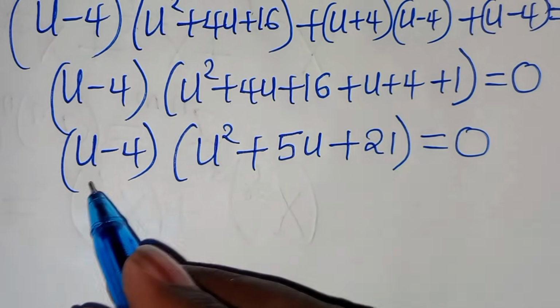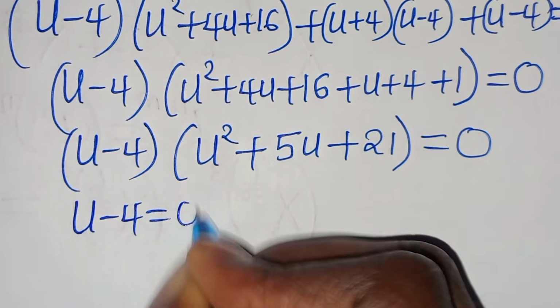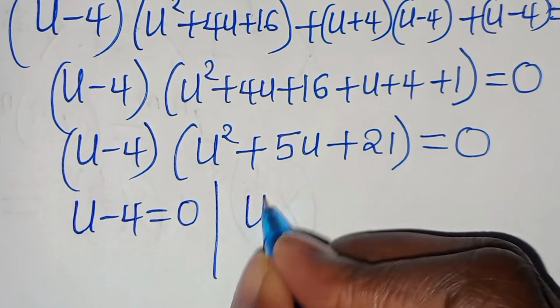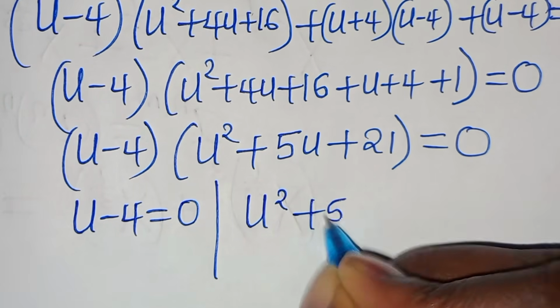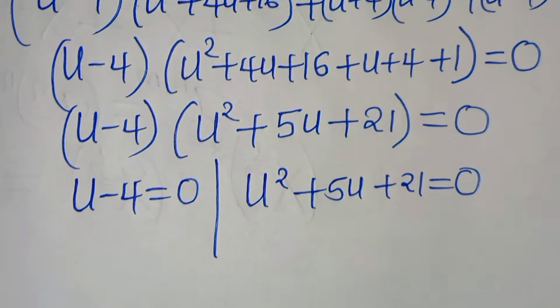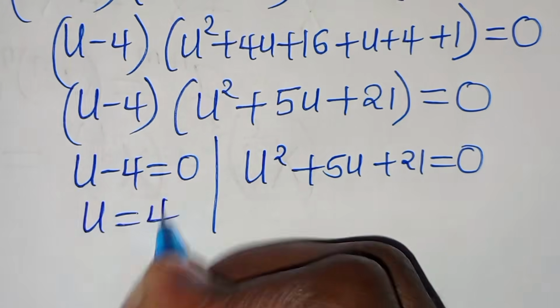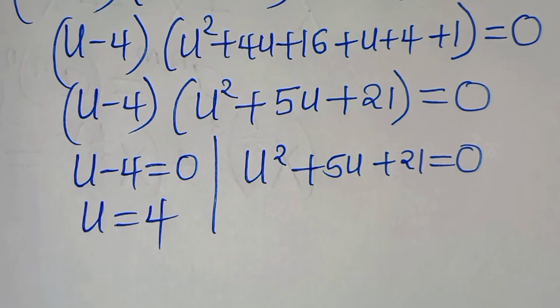Now, we have got two parts here. We have u minus 4 equal to 0. Then we have u to the power of 2 plus 5u plus 21 equal to 0. Now, we have that u is equal to 4.